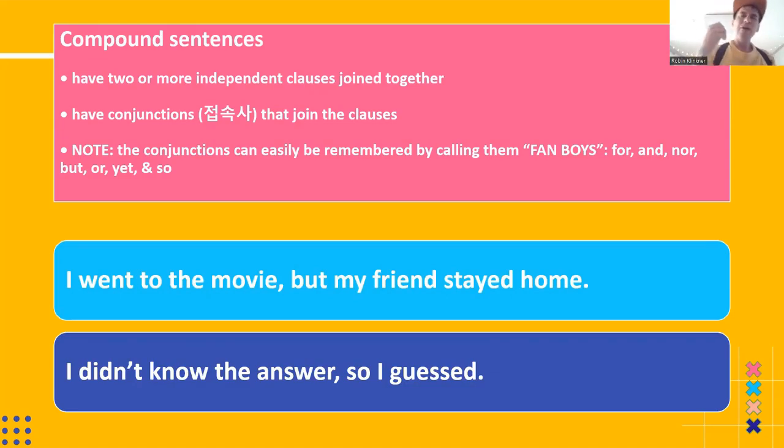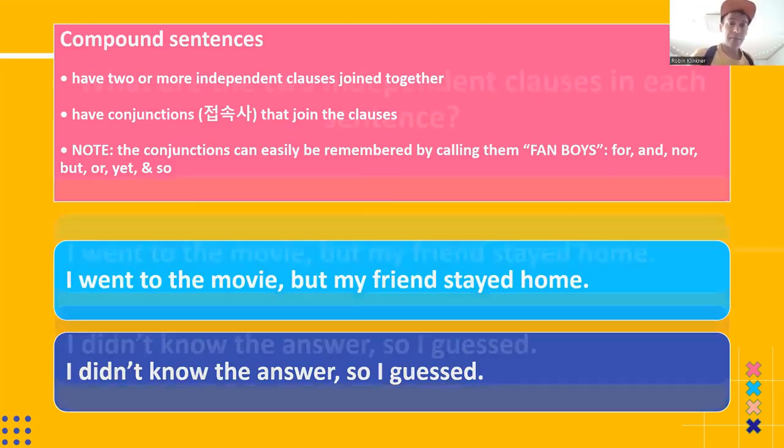So when we combine simple sentences to make compound sentences, it makes the writing more advanced, like higher level writing. It sounds good. Having only simple sentences doesn't sound good. Sometimes it's good to have simple sentences, but we want to use a variety of simple, compound, complex sentences to make the writing sound better.